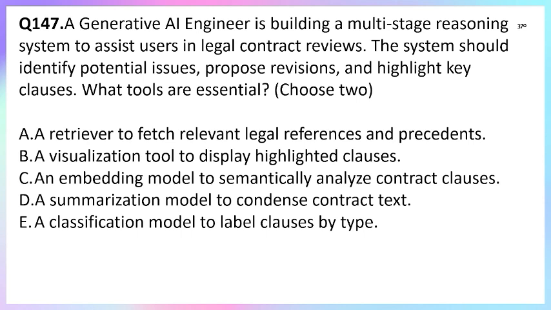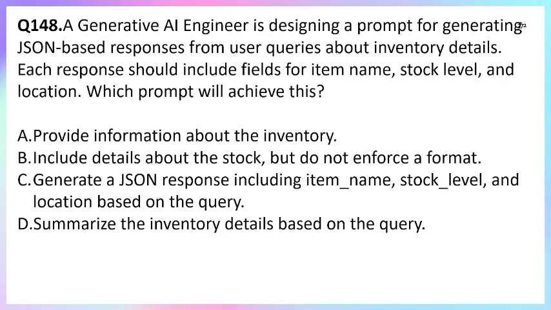Whereas option C, a sentiment analysis model for the clauses, is not relevant. Contracts are not sentiment based, right? Option D, a summarization model to condense the contract text. Yes, this is important to shorten long, complex clauses for review. Option E, a classification model to label the clause titles. Yes, this helps to categorize and highlight the key clauses. So the correct answer is options A, D, and E.